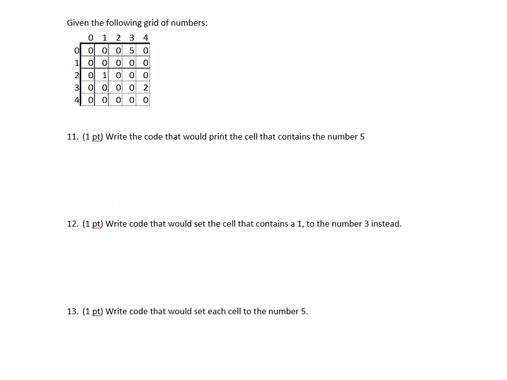Given the following grid of numbers, write the code that would print the cell that contains number 5 right here. Wow, look at that. I made it really easy for you. Column, row, and Python goes row first, column next. Therefore, if I want to print, it's going to be print row, which is 0, of the what?